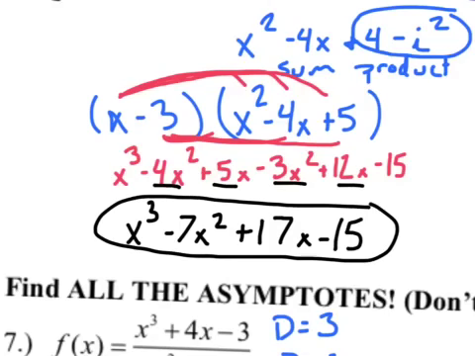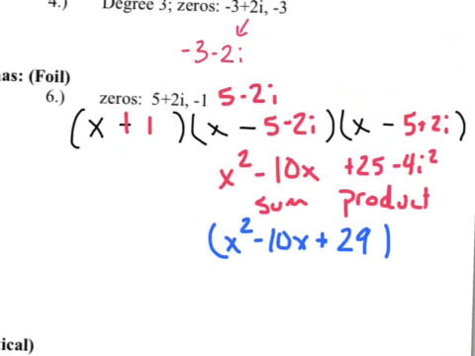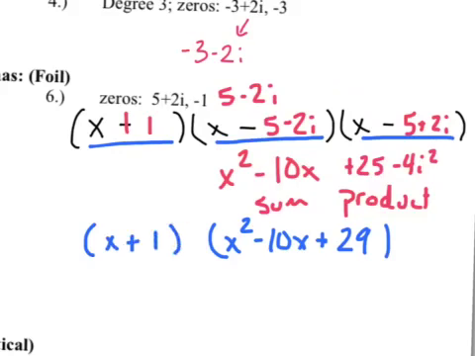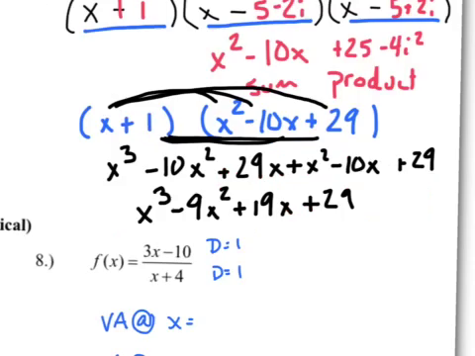I'm going to do the same thing on the next one. Just hit pause. I'm going to show you the whole work. So I did sums and products. First of all, I wrote my 3 factors: x plus 1, x minus 5 minus 2i, and x minus 5 plus 2i. I did sums and products. When I did that, I got x squared minus 10x plus 29. Then I would multiply in my x plus 1 left over. So I did distributing with the x plus 1, my final answer was x cubed minus 9x squared plus 19x plus 29.